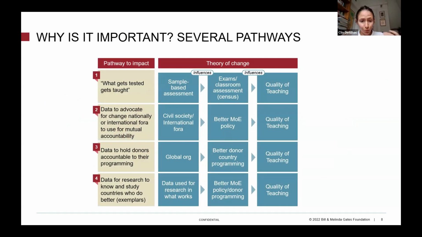It's important for accountability to some extent. And finally, for research, because today you cannot do comparative research on the reforms that work better or worse, because you don't have common outcomes across countries.